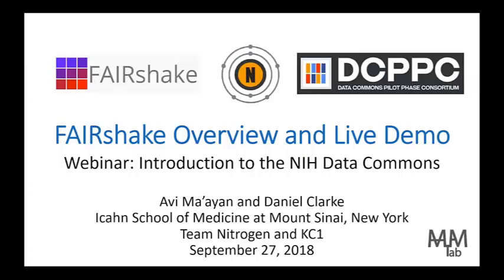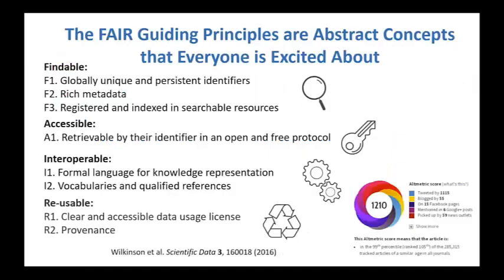And so FAIRshake is a tool that is developed to assess the compliance of digital objects with the FAIR principles or the FAIR guidelines. So for those of you who haven't heard of this now famous set of guidelines, they were published 2 years ago in a paper in Scientific Data, and they're suggesting that digital objects, datasets, tools, and other digital objects should be made findable, accessible, interoperable, and reusable.